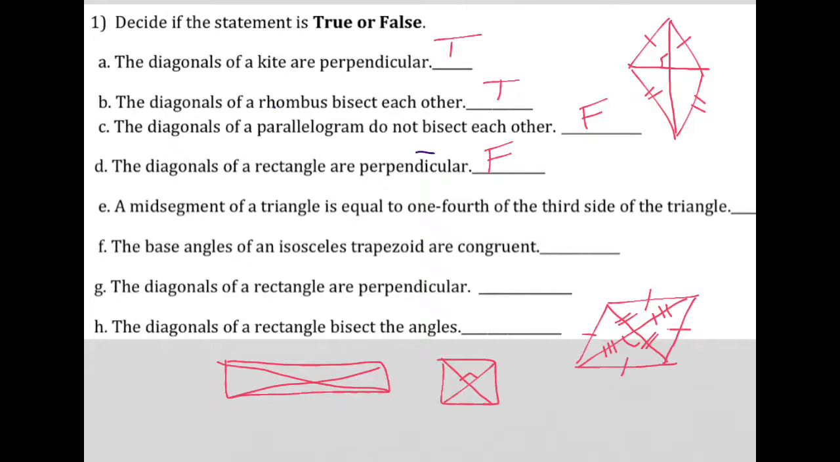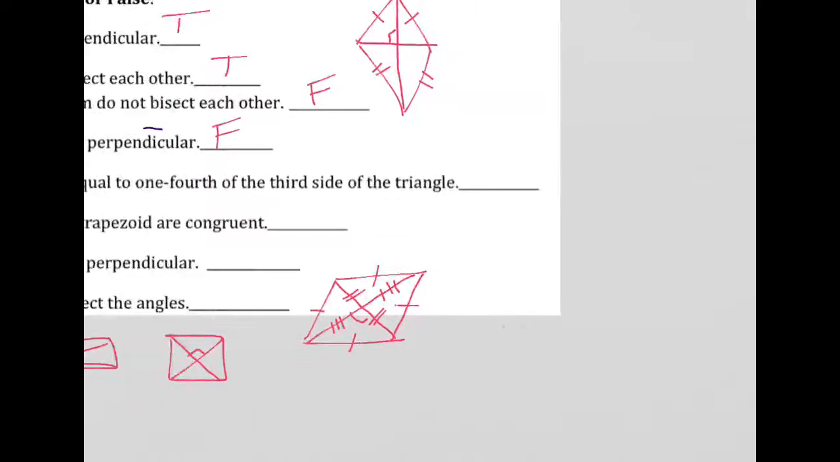E, a midsegment of a triangle is equal to 1/4 of the third side of the triangle. No, that is not true. We have a triangle there. When you construct that midsegment like that, we know that that is actually going to be half of that other base right there. So that is false.